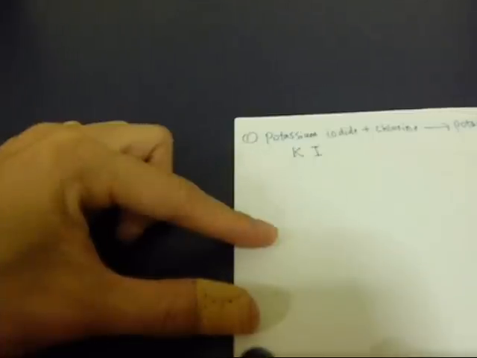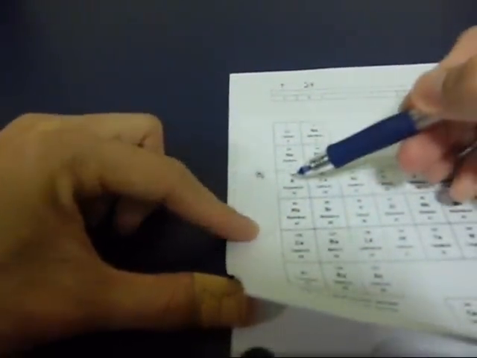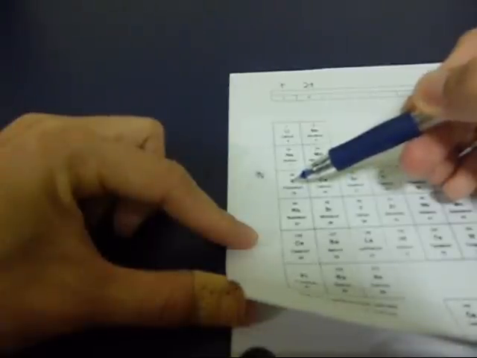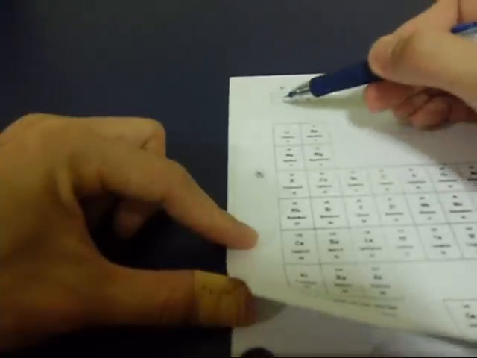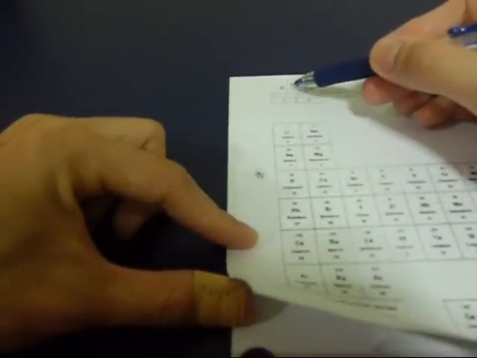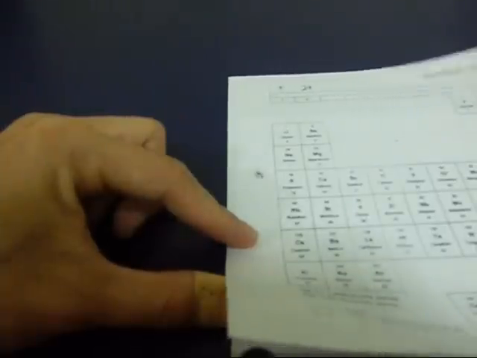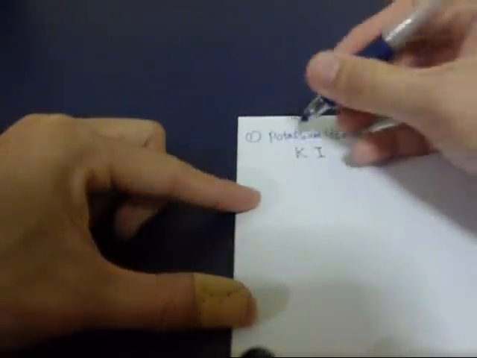Okay, potassium ion, as you know, potassium is from group 1 of the periodic table. Okay, this is potassium here, and since it is in group 1, it will form an ion of charge 1+. Okay, so your potassium ion would be K+.